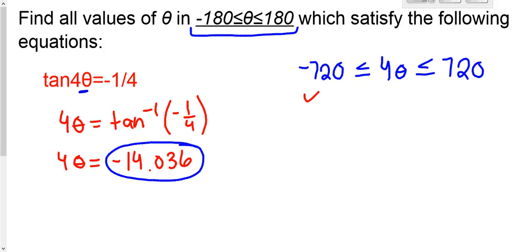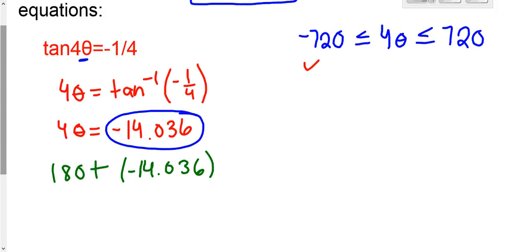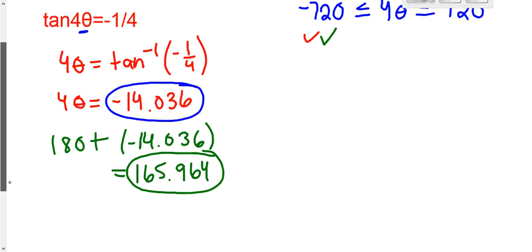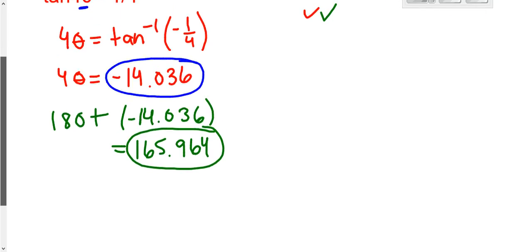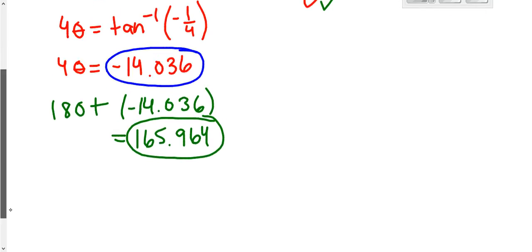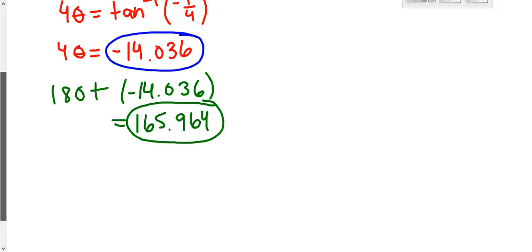For tangent, the reference angle, we do 180 plus the angle. So we have 180 plus negative 14.036, which is subtracting, plus a negative. When we combine those two, we get 165.964, which is also in our interval. And now we are going to add and subtract 360 to all of those. I'll tell you right now, we're going to end up with a lot of solutions to this equation.